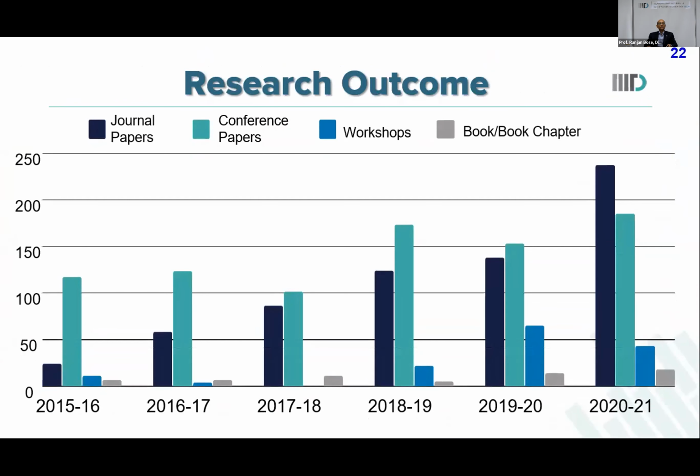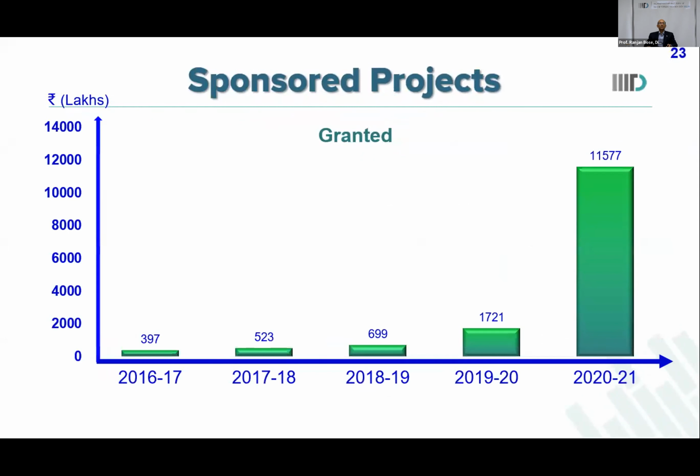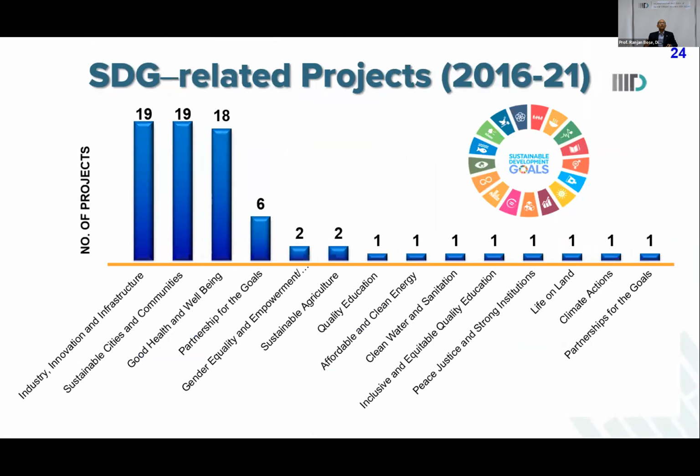We often try to measure how well we are doing in terms of journal and conference papers, and as you will see, the graph is going steadily up. Our faculty members are also actively bringing in sponsored projects, and as you see over the years, the institute has been getting a larger and larger number of projects. This is just to give you a flavor of what this institute is about in terms of putting impetus on research. And here is also a slide on sustainable development goals, which our faculty colleagues actively pursue.